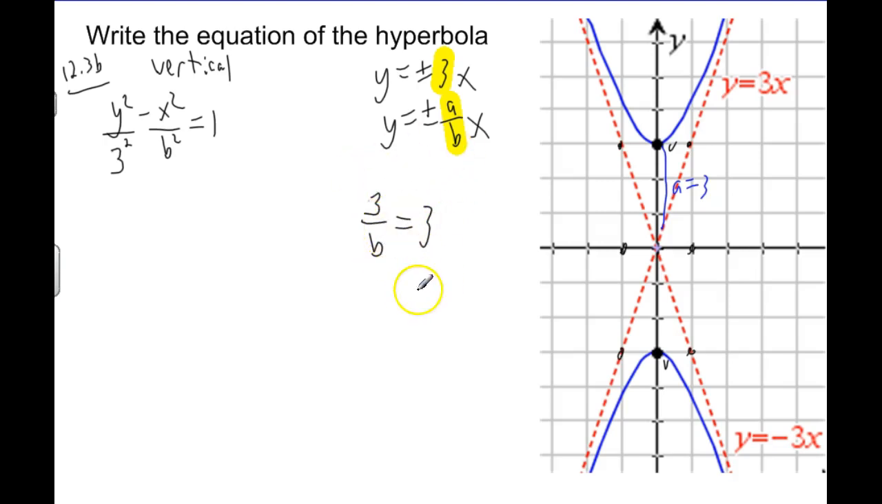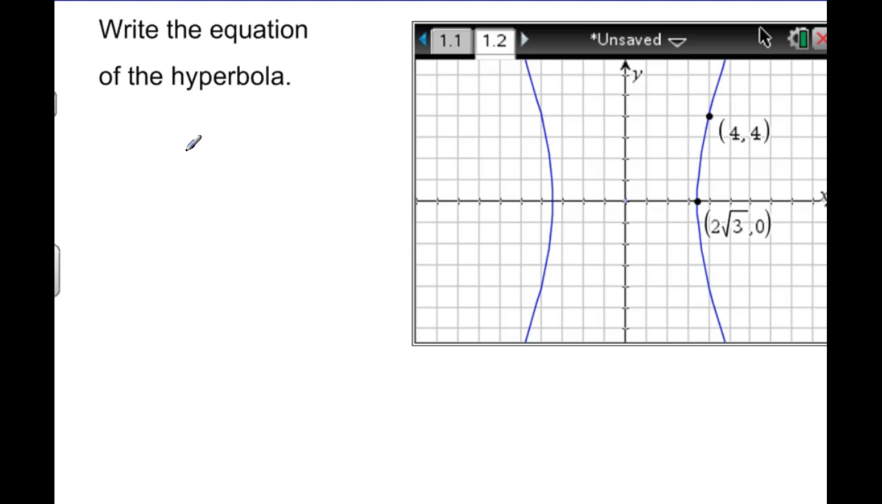If you need to cross multiply that and solve it, you certainly can. 3 equals 3b divided by 3. You get b equal to 1. So we now have our equation with b equals 1 here. So I don't care how you get it. You can look at a graph and figure out stuff pretty quickly.